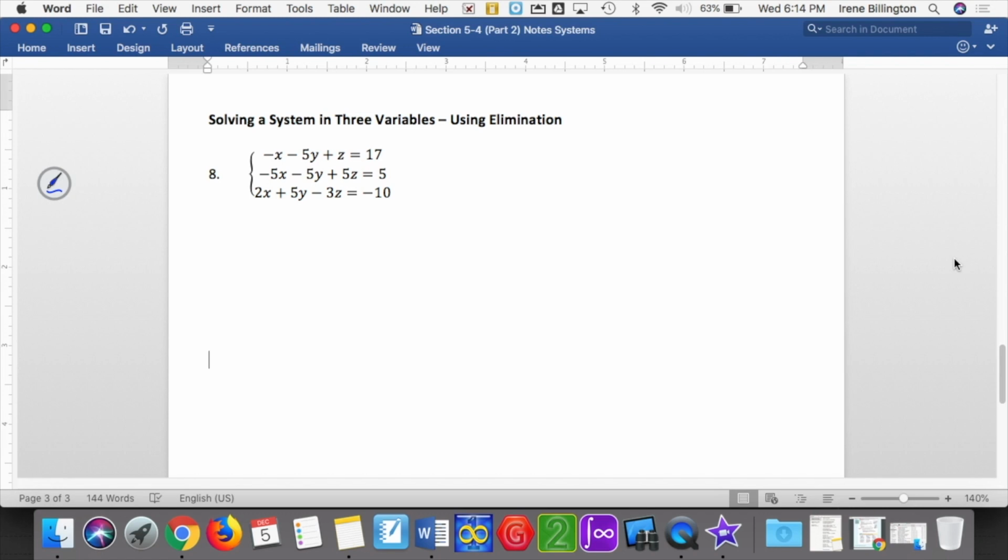So, to start out, the first thing that I do when solving a system in 3 variables is I label my equations. So, this would be equation 1, this is equation 2, and equation 3.